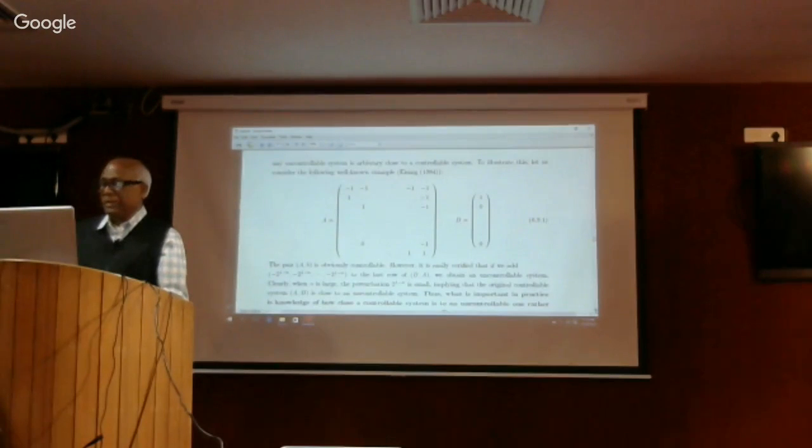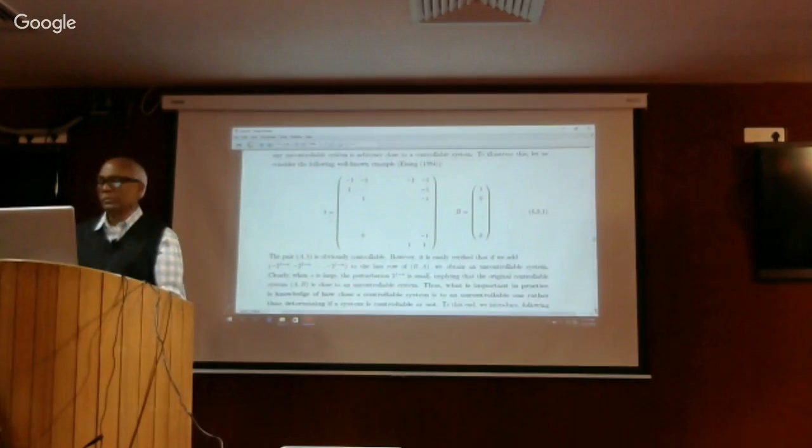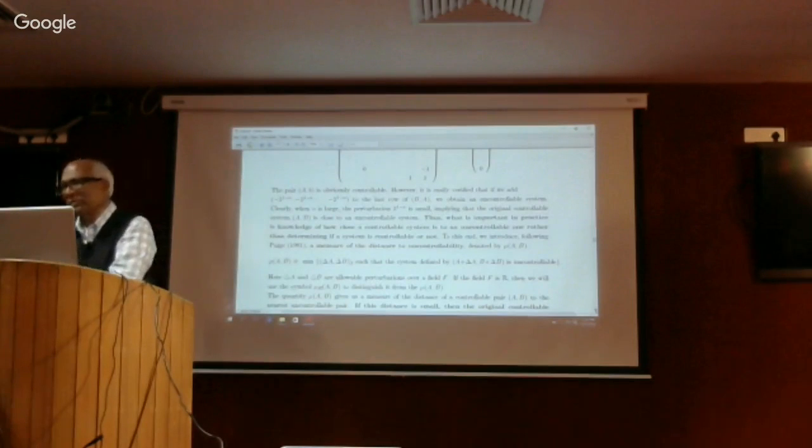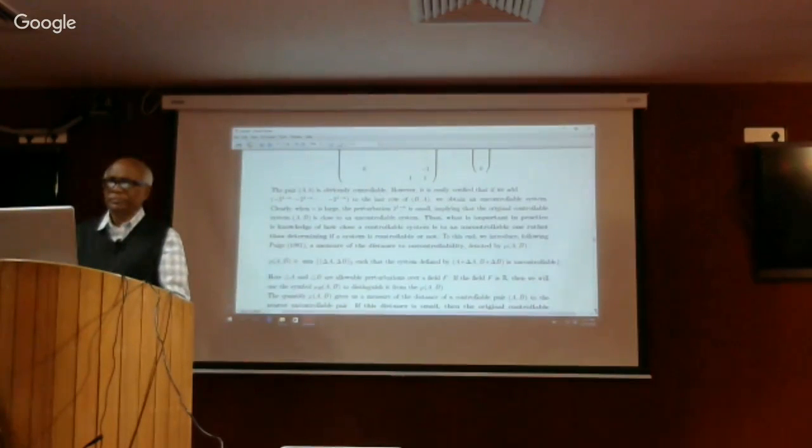So as I said, in practice, it is important to ask whether a controllable system is close to a non-controllable system. And how does one determine that? That means we have to have some measure of distance of a controllable system to a non-controllable system. Some distance measure, right? And this is not an easy concept, and it's quite involved mathematically. I'll just give you a flavor. I won't be able to go into details of this.